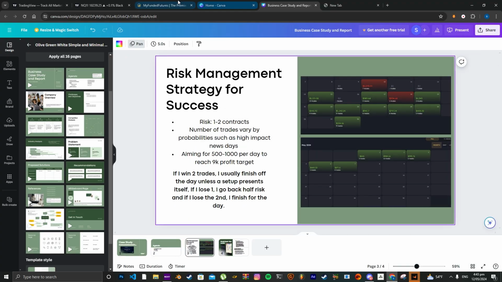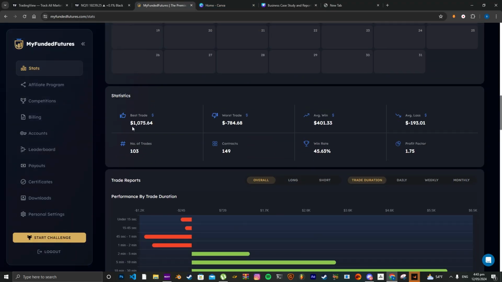So we'll go back into the stats on this account. My best trade was about $1,000. Average loss is very low, so $200 average loss on a 4,500. Pretty much, it's not a 150K, it's a 4,500 dollar account. 103 trades over the course, 149 contracts, with a 45.63% win rate and a 1.75 RR, right?